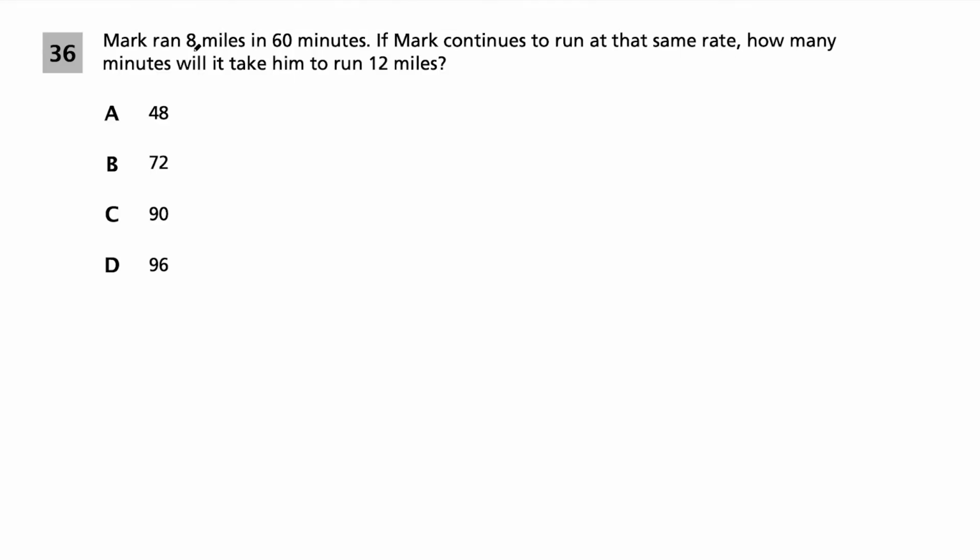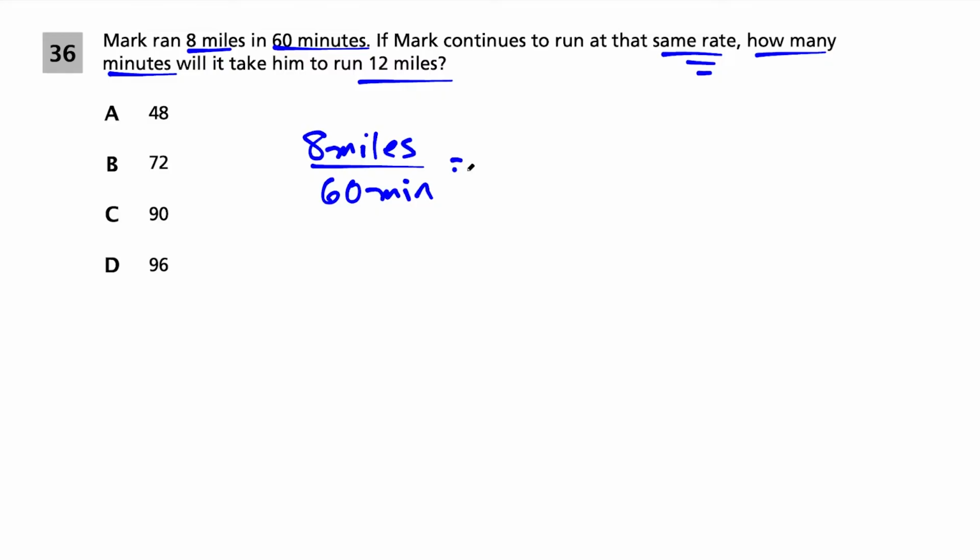Question 36, we have Mark ran 8 miles in 60 minutes. If Mark continues to run at the same rate, how many minutes will it take him to run 12 miles? So for this one, we're going to have 8 miles over 60 minutes, and we're going to set this equal to, we're going to have 12 miles over some mystery amount of time. Okay, remember, we could set up a proportion here because they're telling us Mark is running at the same rate. So that means that these ratios are going to be in proportion.